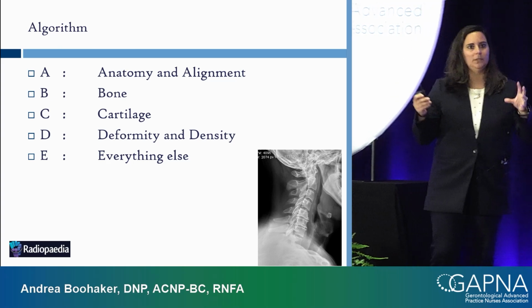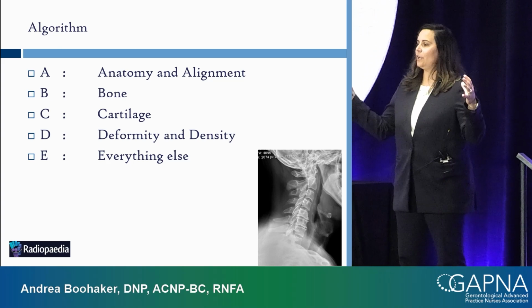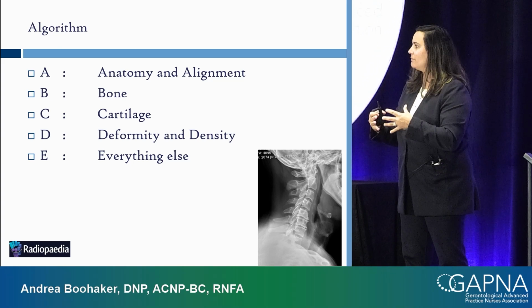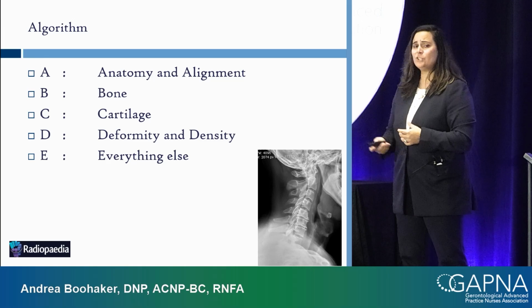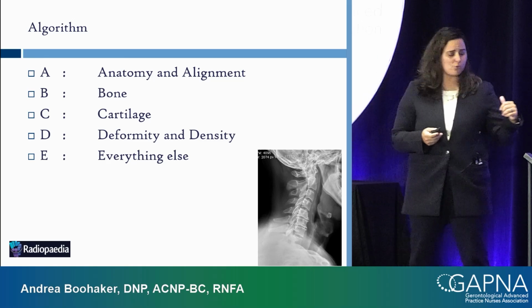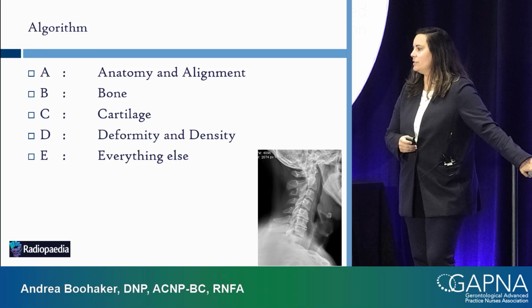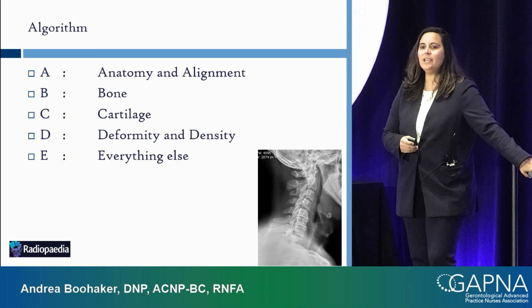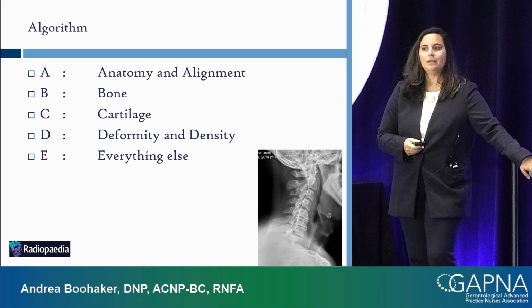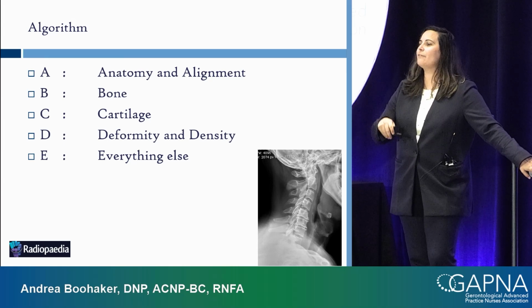C, cartilage. That is the structure that encompasses the end of the bones, okay? D, deformity and density. We'll go over that here shortly. That's a little bit harder to explain just with words. It's a lot easier to explain with pictures. And then E, everything else, right?